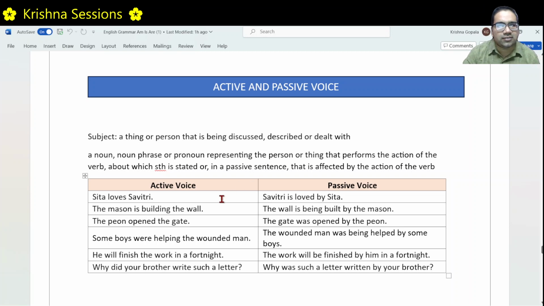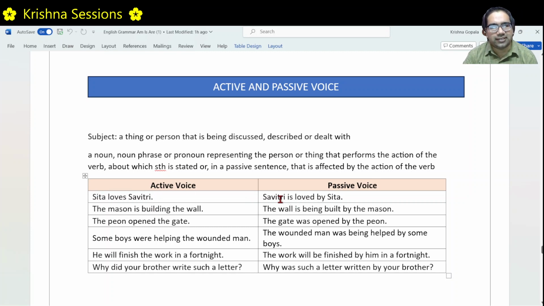There are two ways of writing sentences. Let us look at these two ways and try to understand what exactly is the difference. Sita loves Savitri. Here, what is the subject? The sentence is about Sita. Sita loves Savitri. Sita loves ice creams. Sita loves football, whatever. Here, the subject is Sita because we are talking about Sita and what she loves. The discussion is about Sita. That's why Sita is the subject.